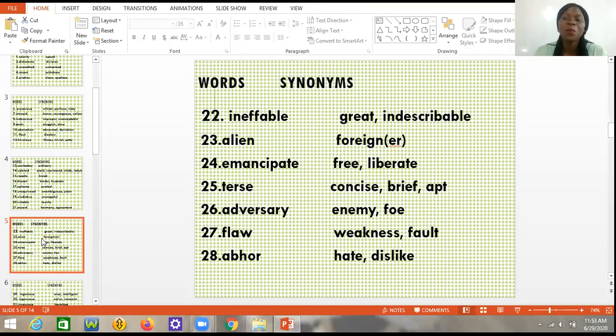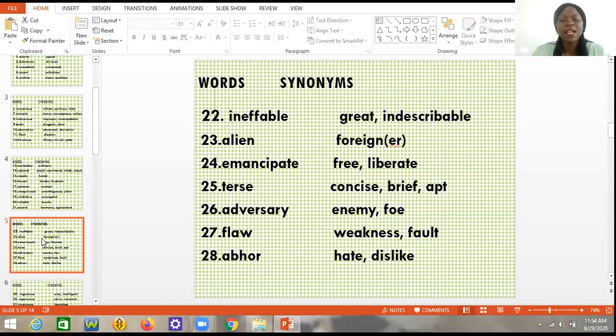Alien. We use that word frequently now. Alien means foreign or foreigner. Maybe somebody is not an indigene of a country or of a place, you say he's an alien. Not the one we watch in movies. Emancipate. Another synonym for emancipate is free or to liberate.